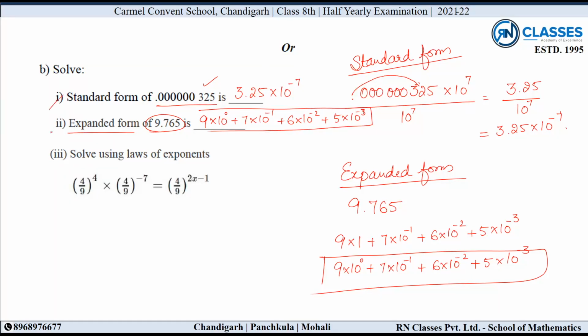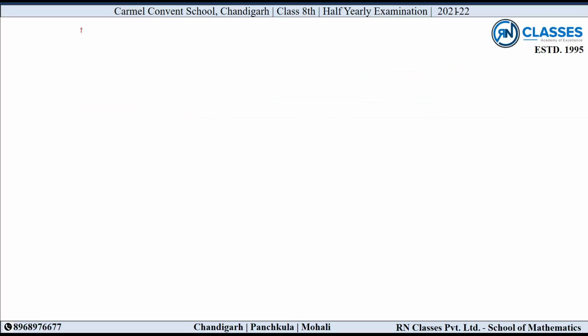Part 3 पे चलते हैं. 1 भी हो गया, 2 भी हो गया. We'll move on to part 3. Solve using law of exponents. Okay? We'll solve using law of exponents on the other page. So we got 4 by 9 raised to the power 4 into 4 by 9 raised to the power minus 7 is equal to 4 by 9 raised to the power 2x minus 1.